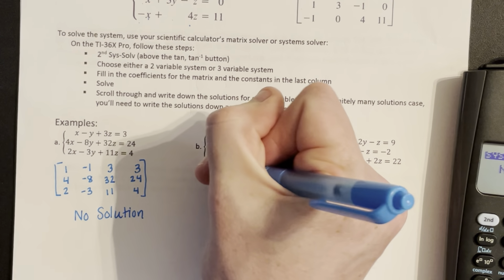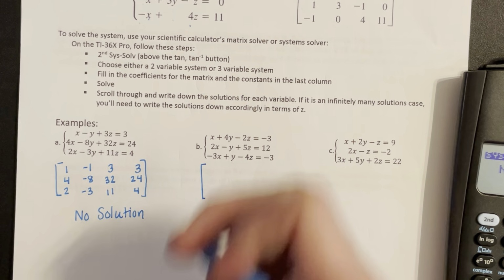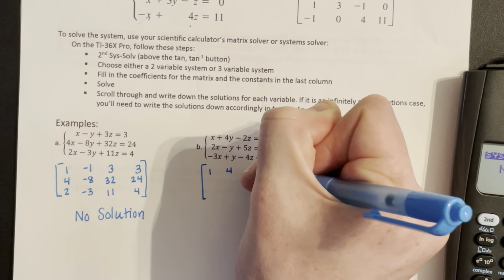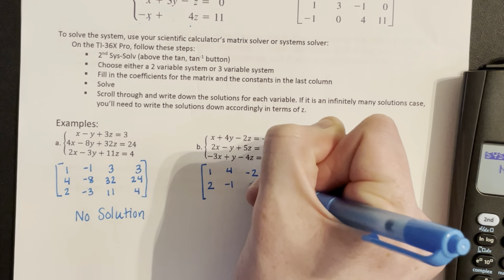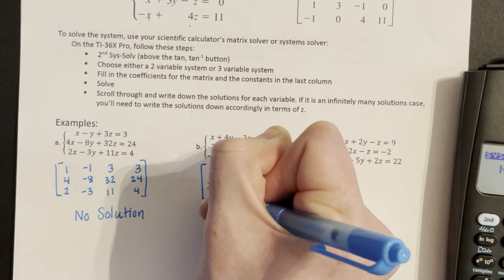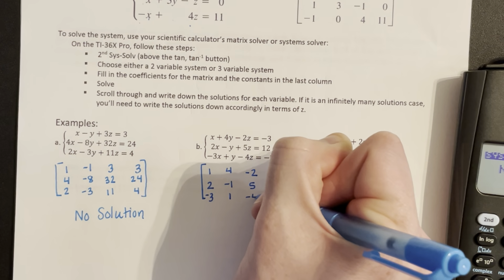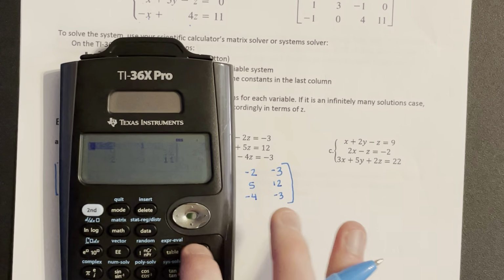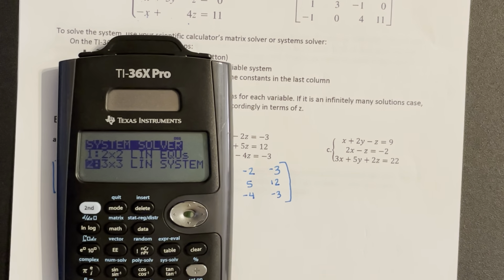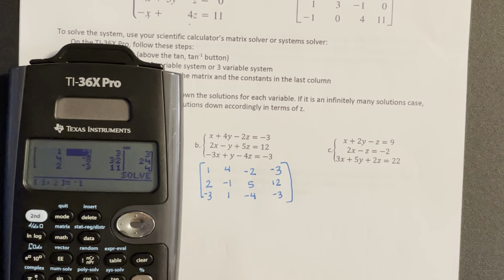We do the second one. Our system would be 1, 4, -2, -3. 2, -1, 5, 12, -3, +1, -4, -3. Now we type that into our calculator again. We have 1, 4, -2, -3, 2, -1, 5, and 12, -3, 1, -4, -3. Solve it out.